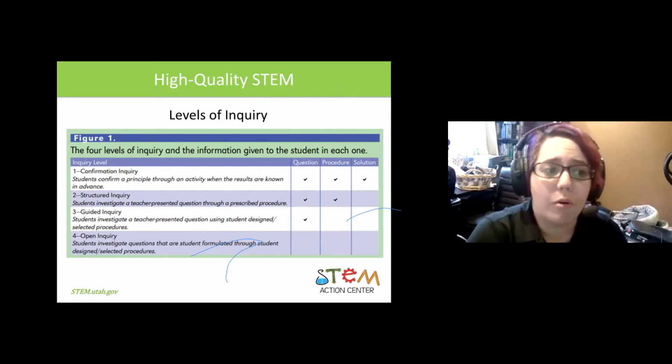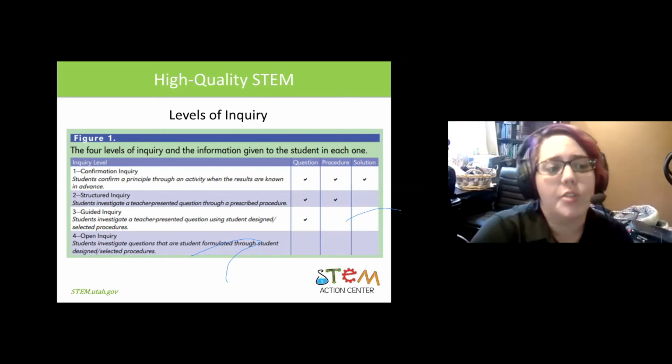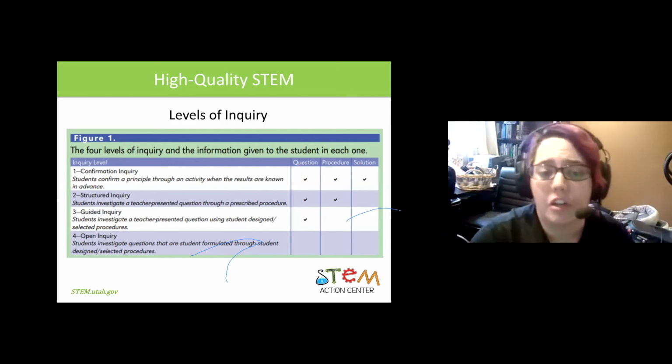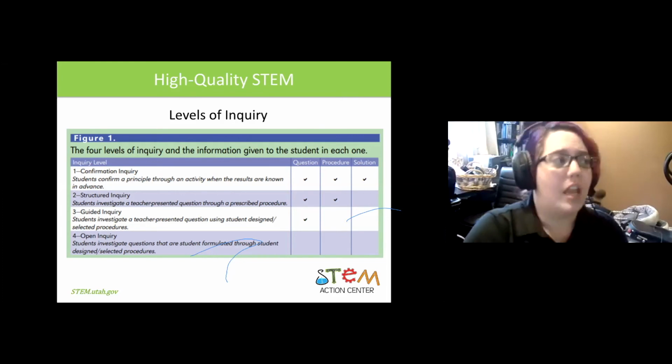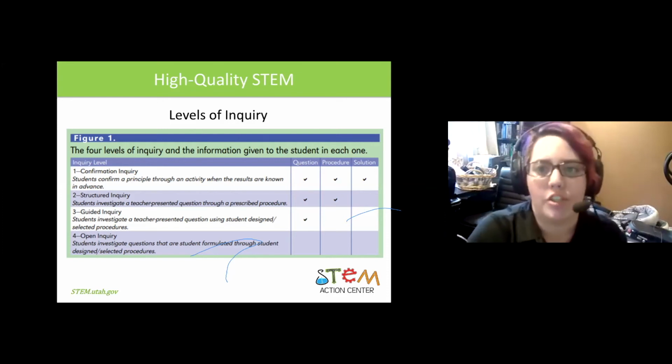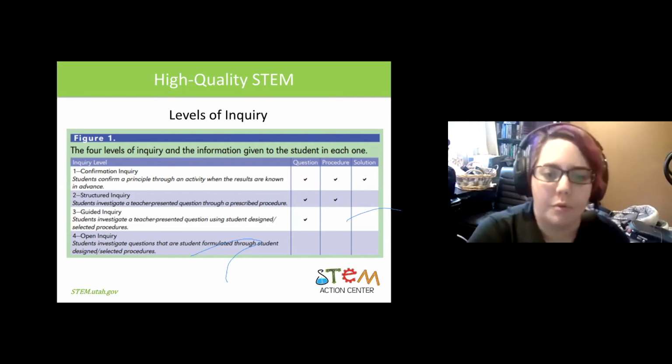It's also important to realize that it doesn't have to be these specific combinations. So level 2 structured inquiry could also be something where you provide the question and the solution, but not the procedure. Level 3 guided inquiry could be you provide the procedure, say okay, I'm going to teach you how to use a microscope, right? It's important to me that you learn how to use this tool correctly. Then they come up with the question and the solution on their own. That's also a level 3 guided inquiry.